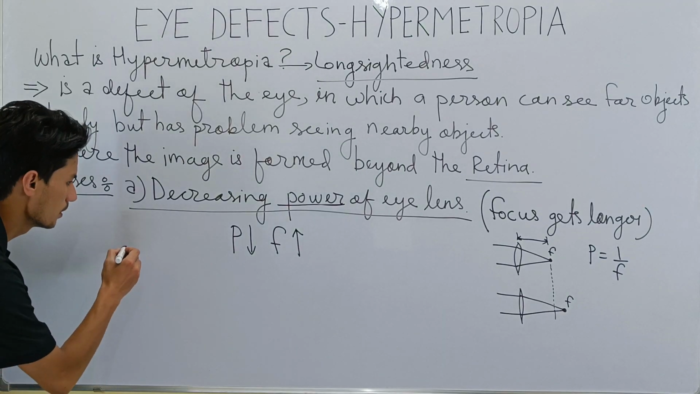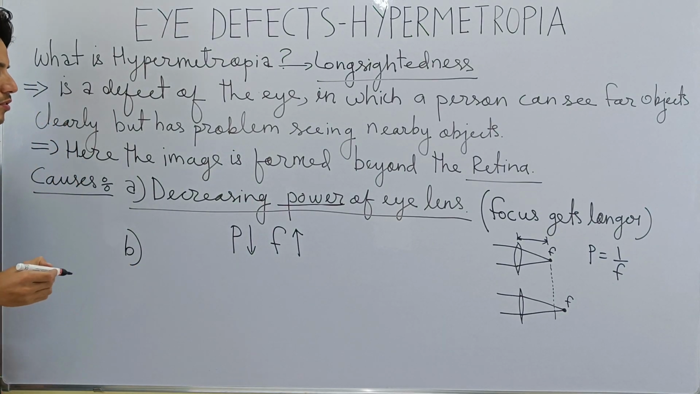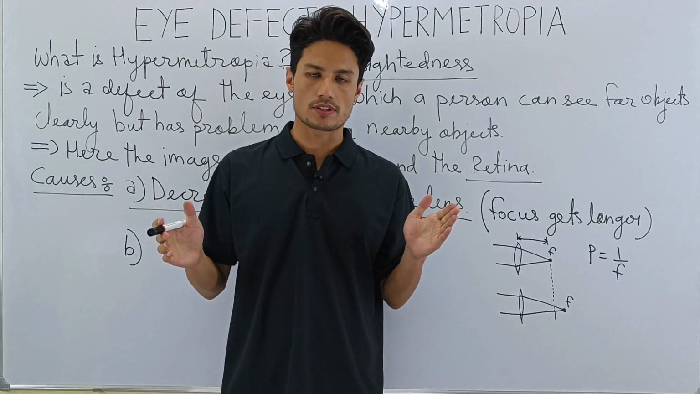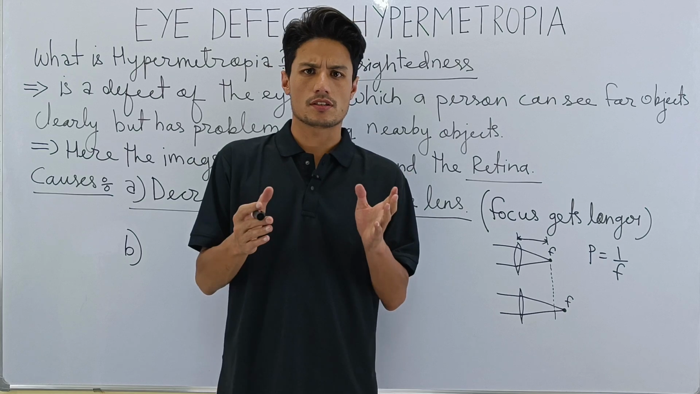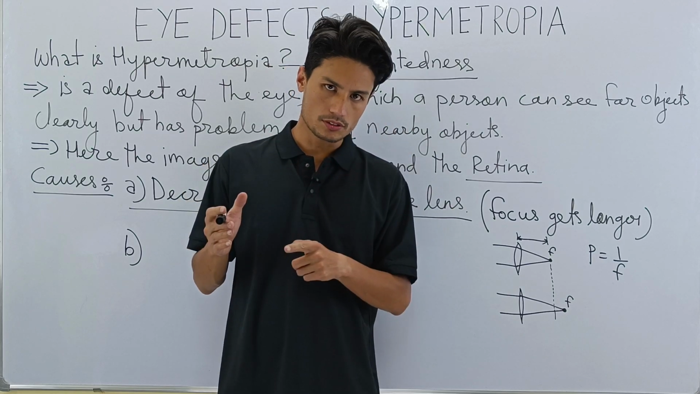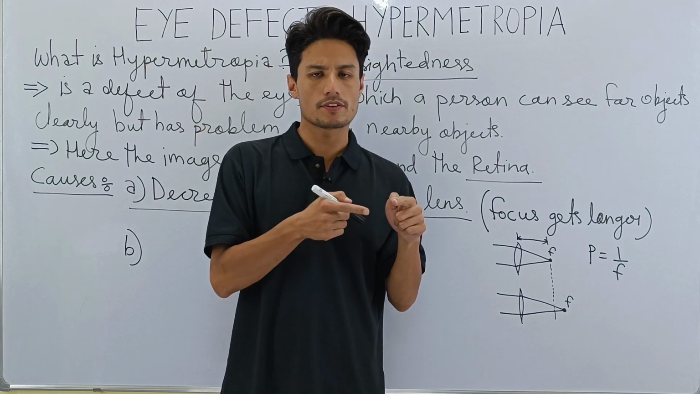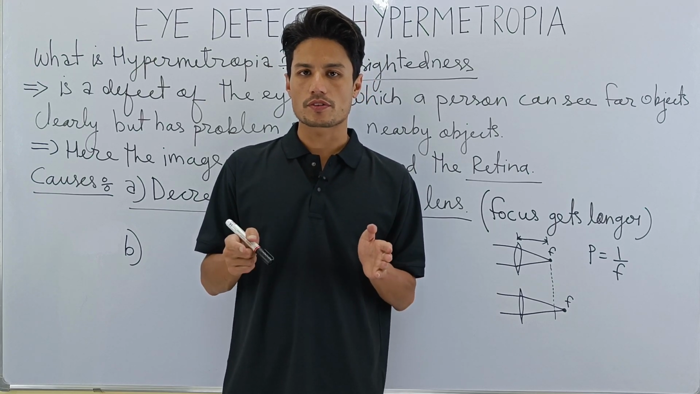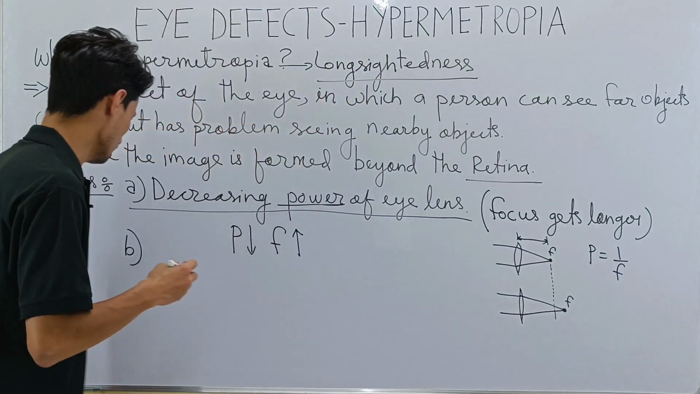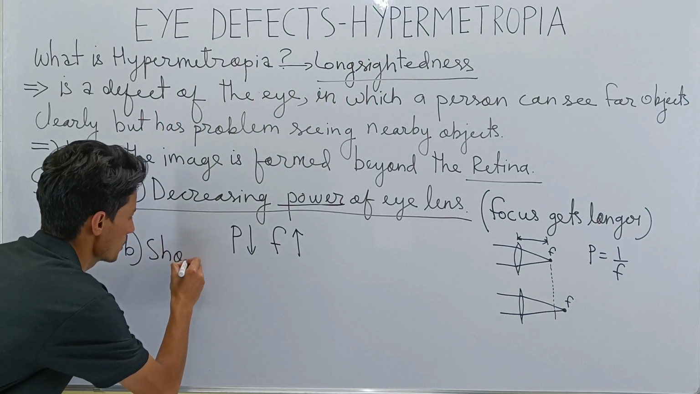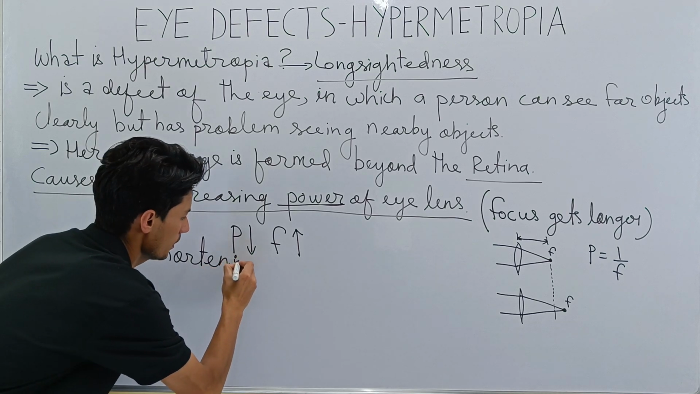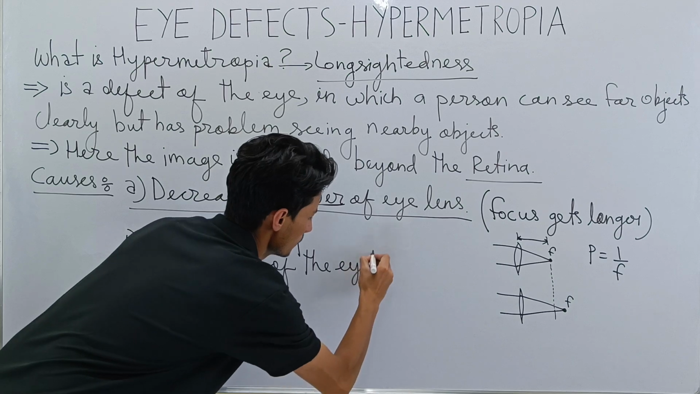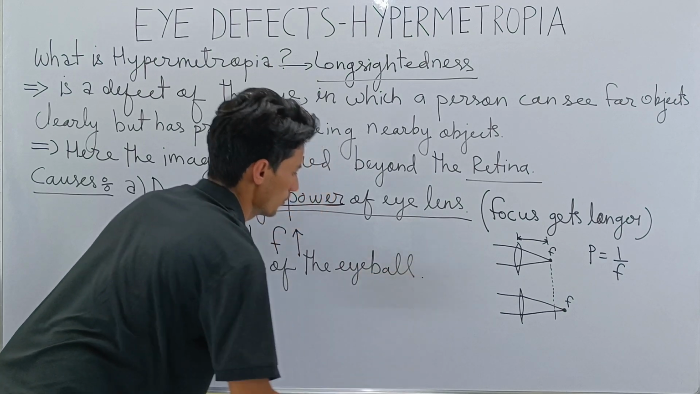The second point, point number B. In myopia, one of the reasons was the elongation of the eyeball, for which, having a longer eyeball, the rays were not able to meet at the retina. In hypermetropia, the opposite will happen. One of the reasons is shortening of the eyeball. So point number B, the second cause, is shortening of the eyeball.